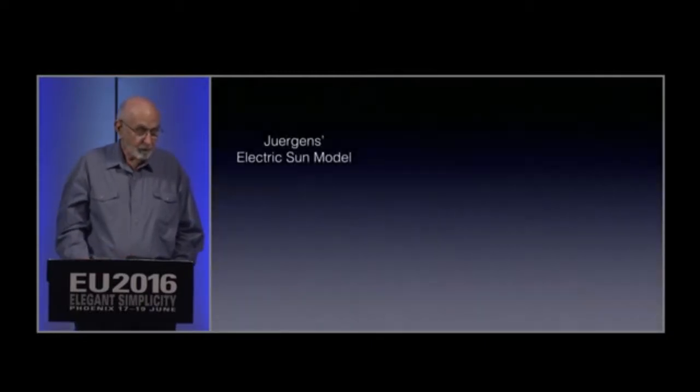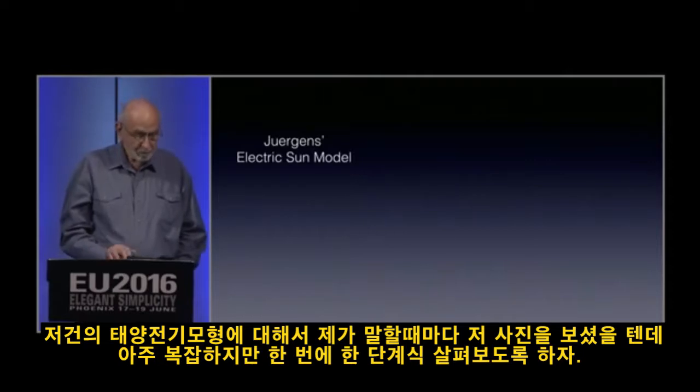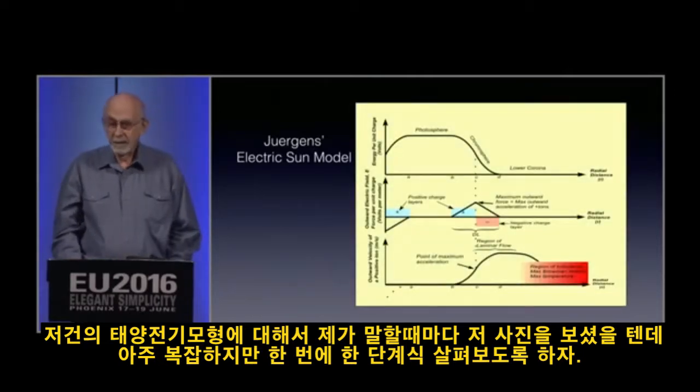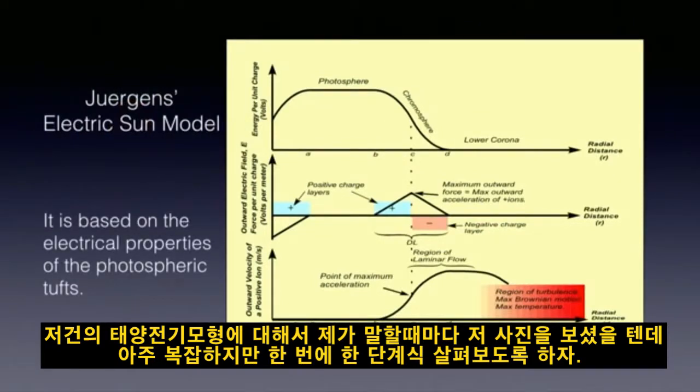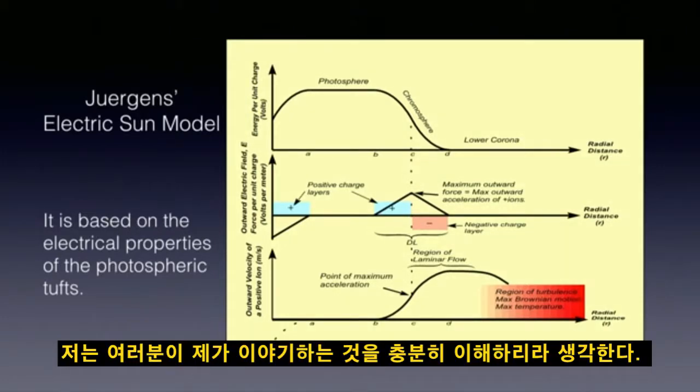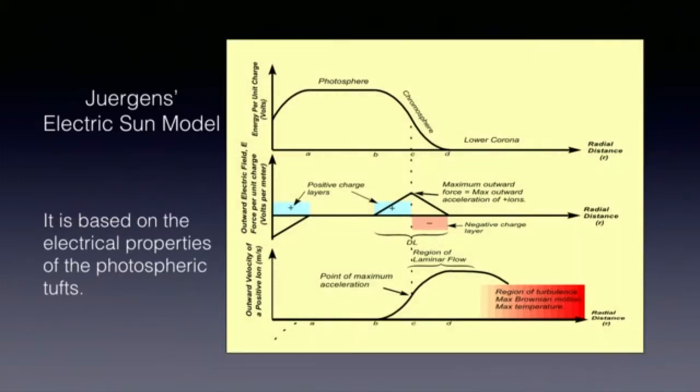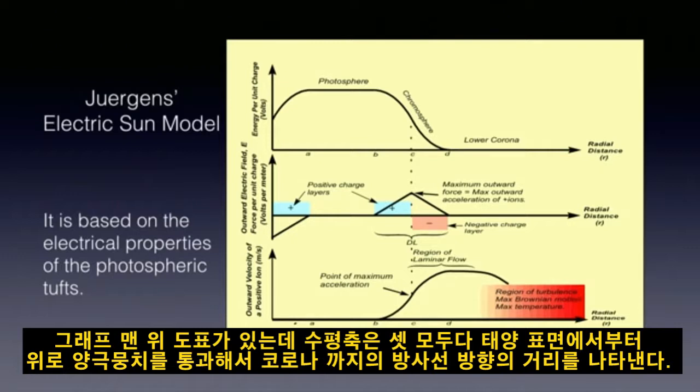Anyway, Jurgen's electric sun model, and there it is. You've seen that picture many times. Every time I talk, I think I show it. It's fairly complicated, but let's take it one step at a time, and I think you can see what I'm saying. The upper one of the three graphs there is a plot. Well, all three of them.